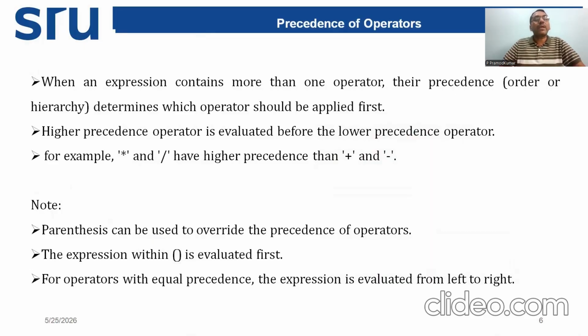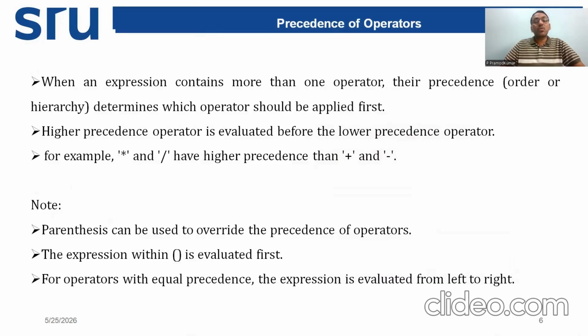When an expression contains more than one operator, their precedence determines which operator should be applied first. A higher precedence operator is generally evaluated before a lower precedence operator. If we take arithmetic operators like multiplication, division, plus and minus, the multiplication and division have a higher priority than the plus and minus. There are certain important points to be noted down before we discuss the examples.